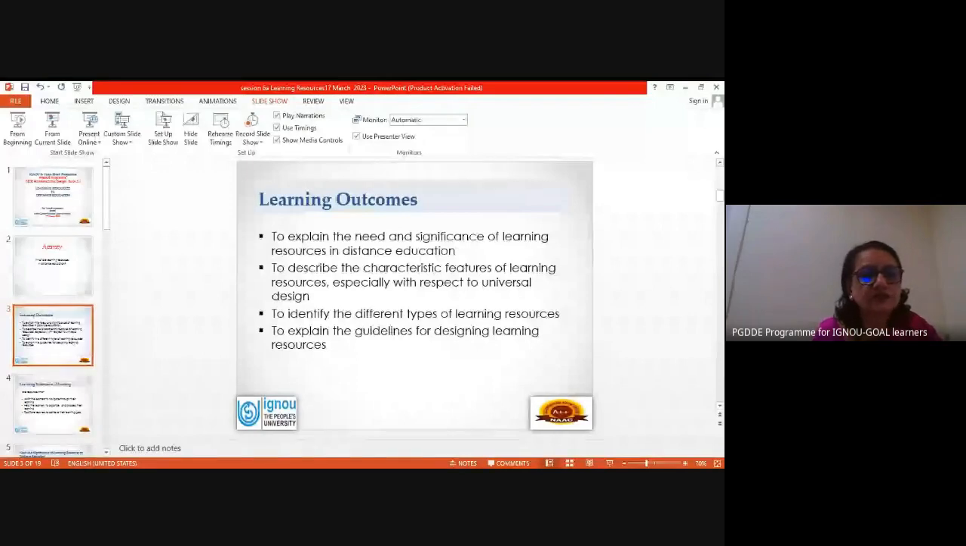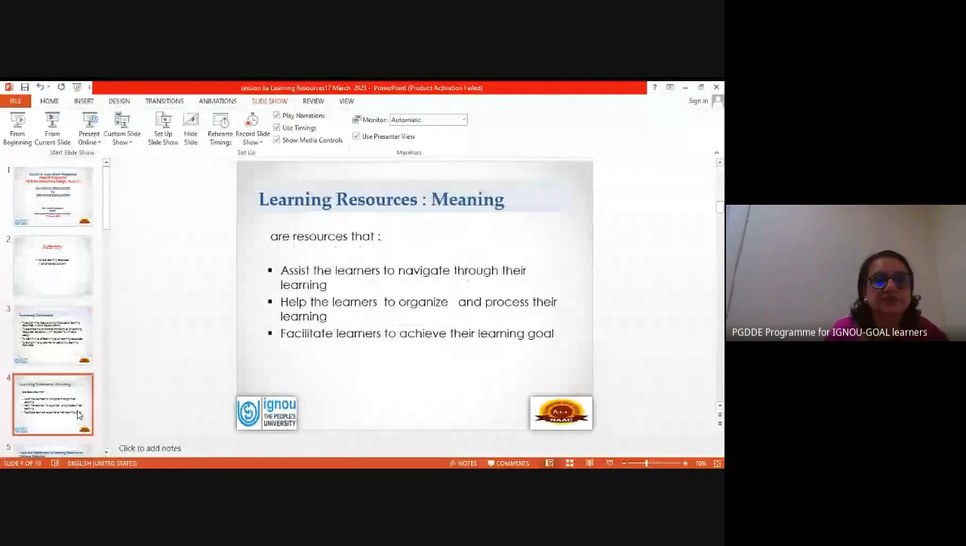So let us come to the first point, which is to understand what is the meaning of learning resources. While most of you just now have pointed out what are the different types of learning resources, it's important to understand the meaning of the term resources. As we have said again and again in many of the sessions, the important thing is that here learners are at a distance. When we are talking about distance learners, there is a geographical distance between the teacher and the learner.